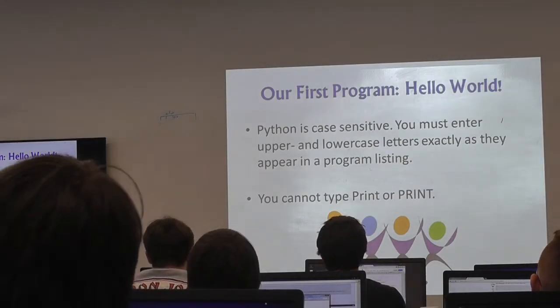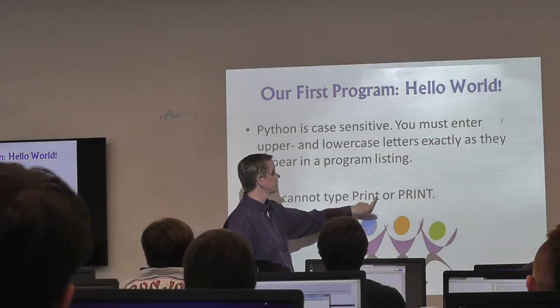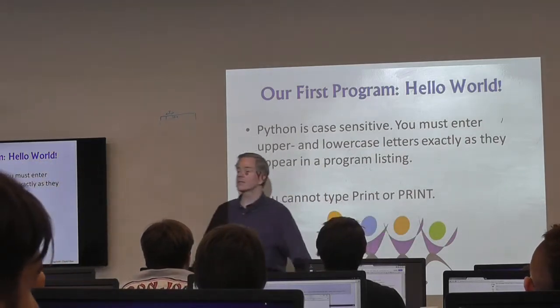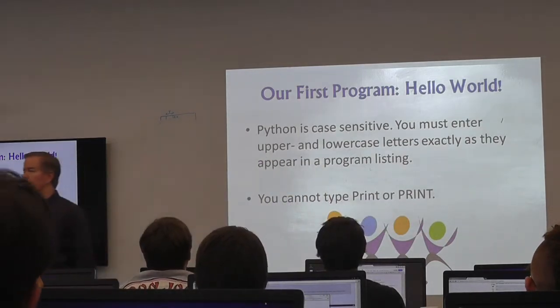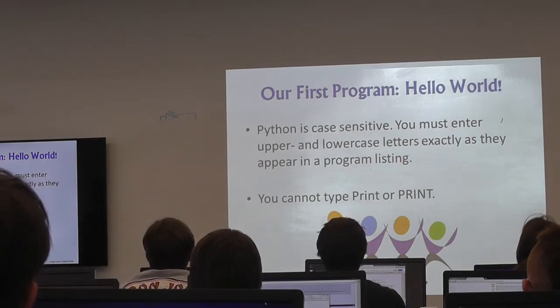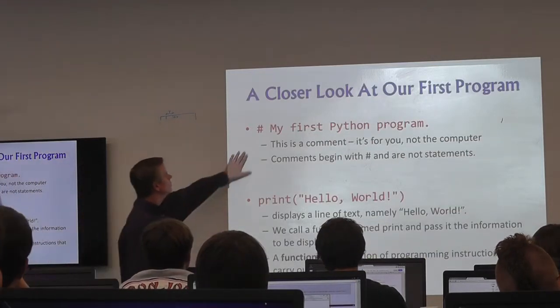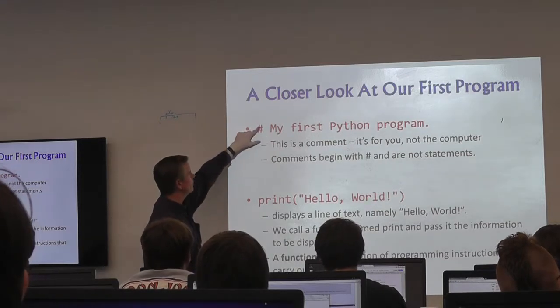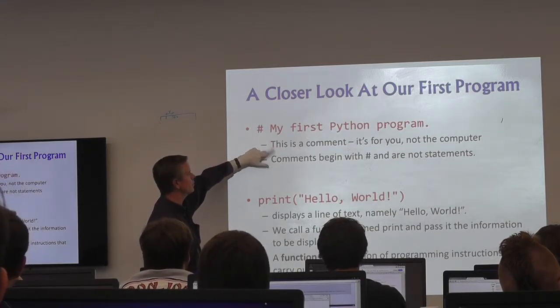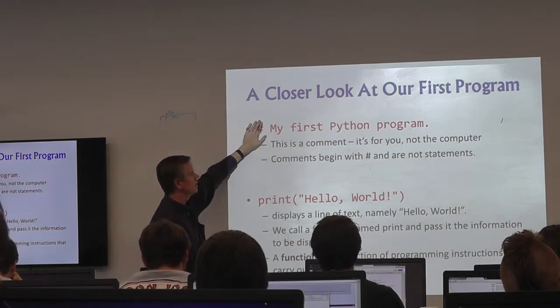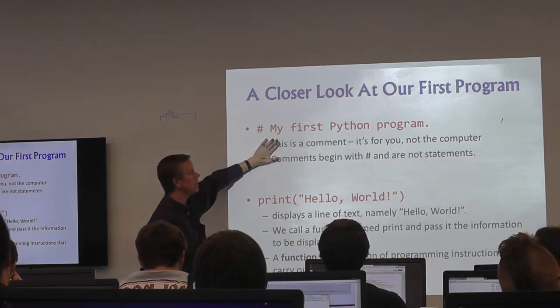You cannot type capital P print or all capitals, because that's something completely different. Python will take a look at it and go, I have no clue what you're talking about. Okay, that certainly isn't the print command. So in our example, we did my first Python. We did the pound sign at the beginning. It's a comment. It's for you, not the computer. Comments begin with a hashtag pound sign and are not statements.